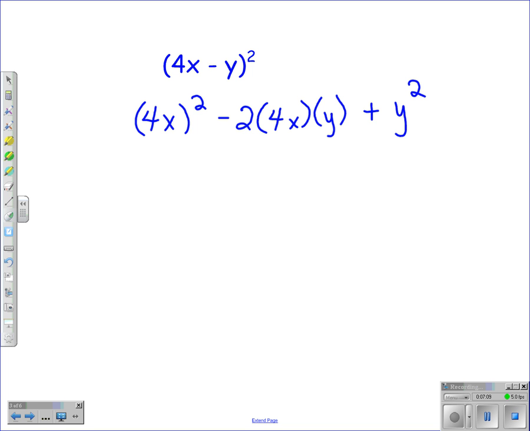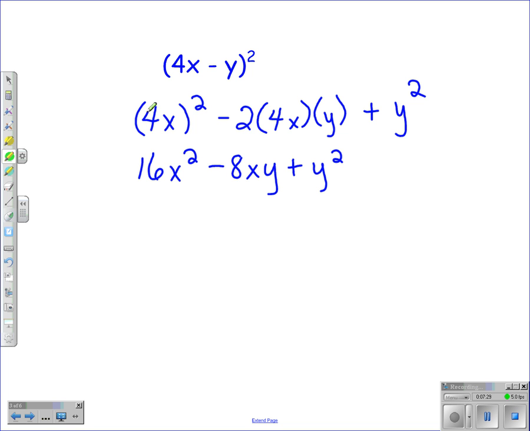The 4x has to be squared, both the coefficient and the variable need to be squared, so that we have 16x squared. Then 2 times 4 is 8, and that will be a negative 8, times the x times the y. So we have a couple variables in that middle term. And then plus y squared.